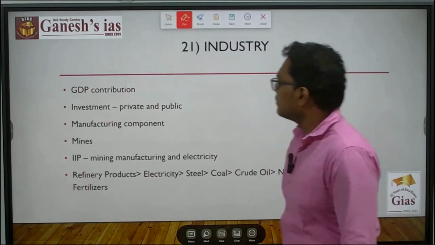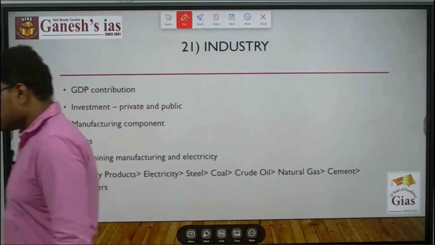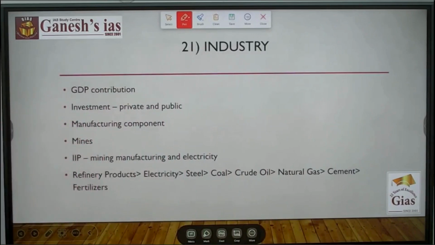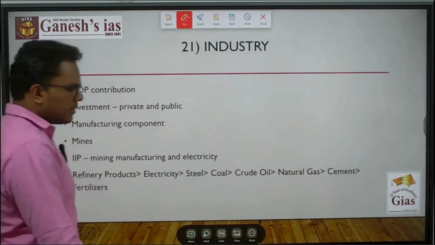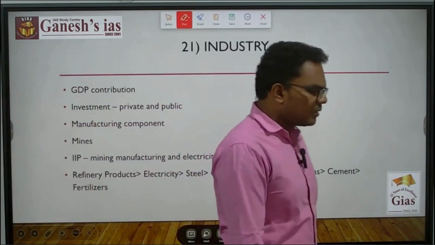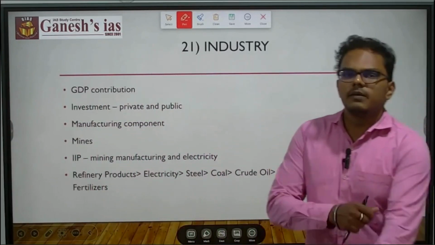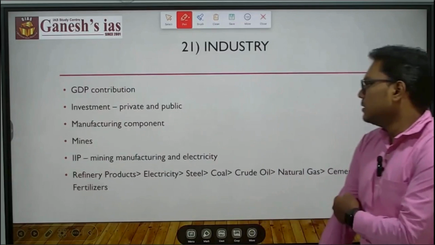Next is your industrial sector. You need to focus on the GDP contribution. It's roughly between 25 to 30%. So that you need to know. And then the investment, which investment is higher, public investment or private investment. That you need to know.